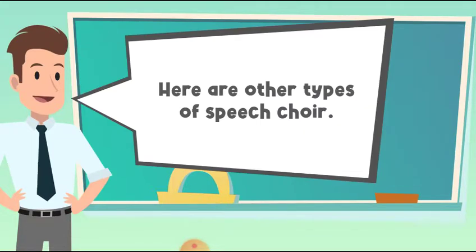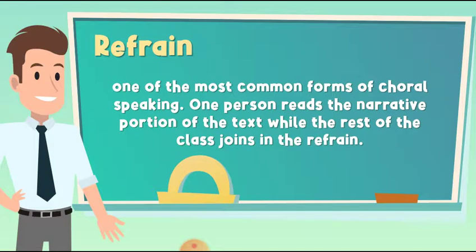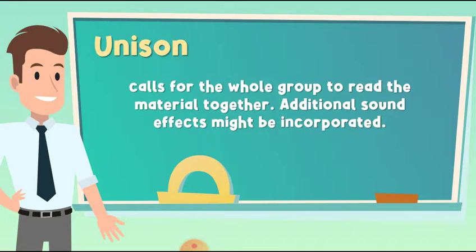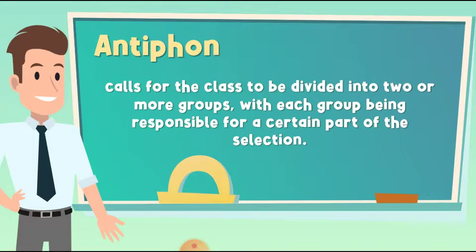Here are other types of speech choir. Refrain, one of the most common forms of choral speaking: one person reads the narrative portion of the text while the rest of the class joins in the refrain. Unison calls for the whole group to read the material together. Additional sound effects might be incorporated. Antiphon calls for the class to be divided into two or more groups, with each group being responsible for a certain part of the selection.